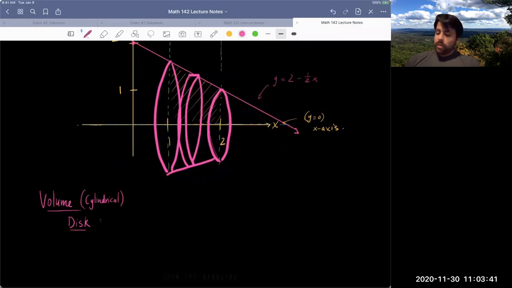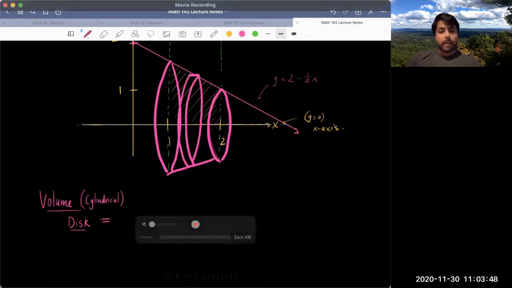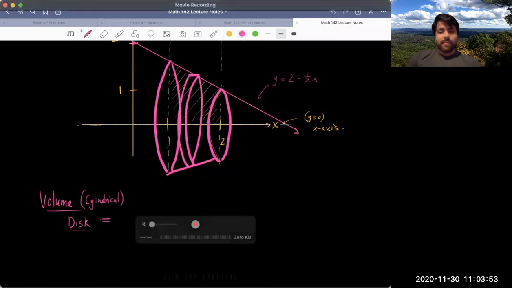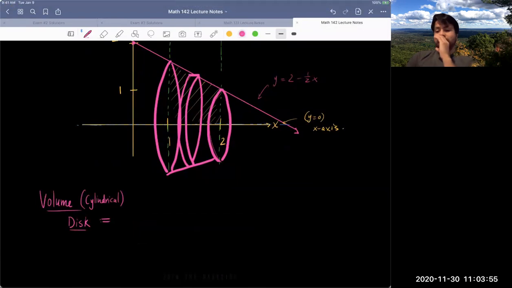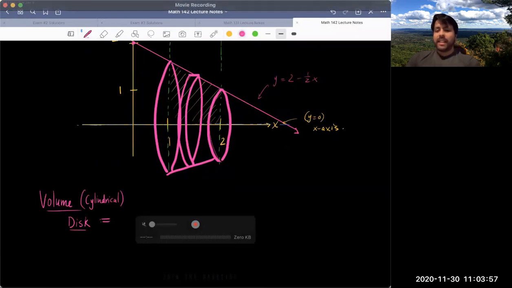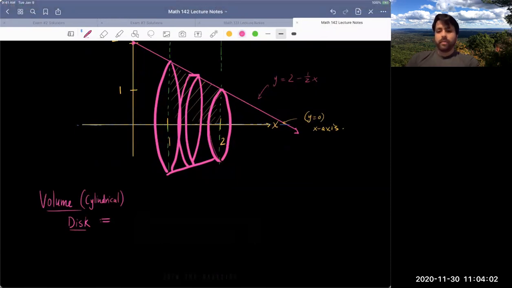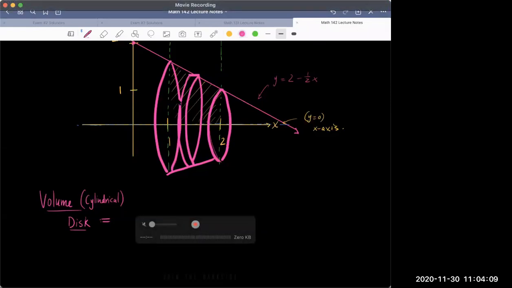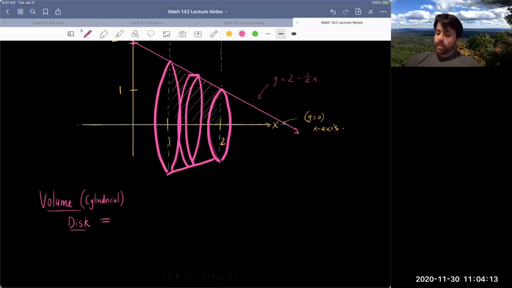So guys, remember this? What's the volume of a cylinder? Anybody? What's the volume of a cylinder? It's from like middle school. Is it pi r squared times height? That's right. Pi r squared times height.